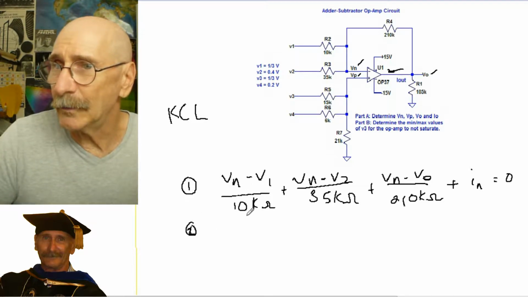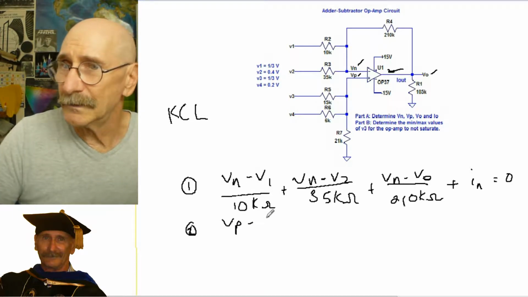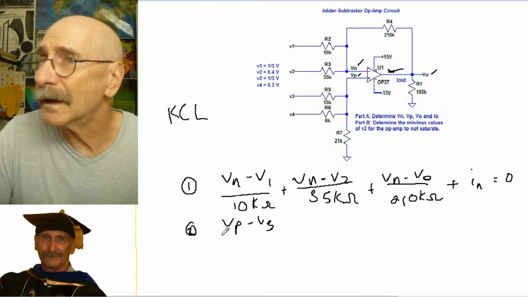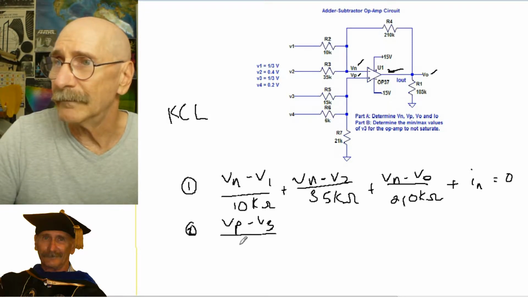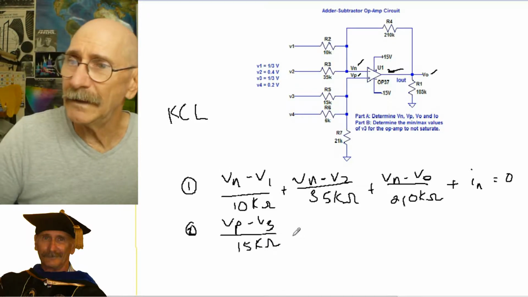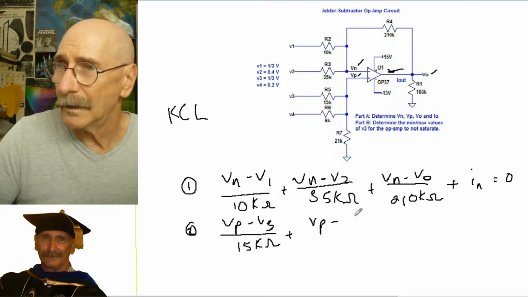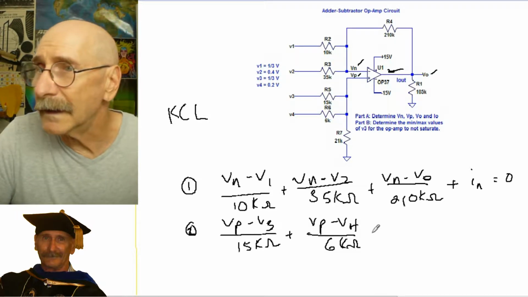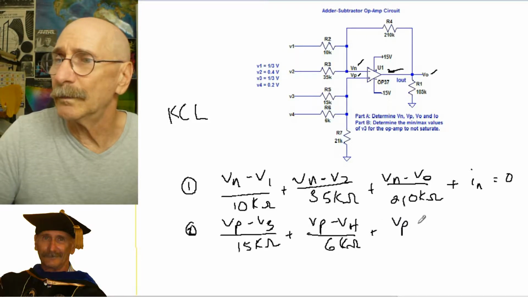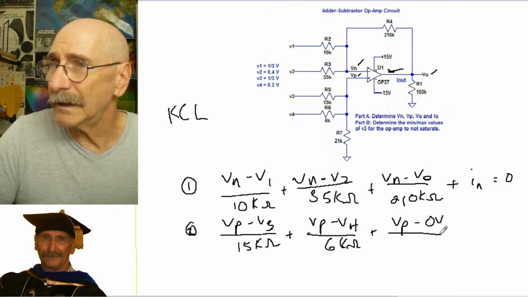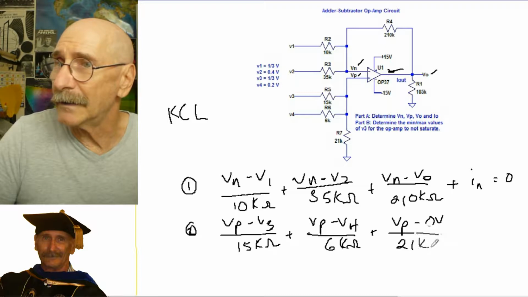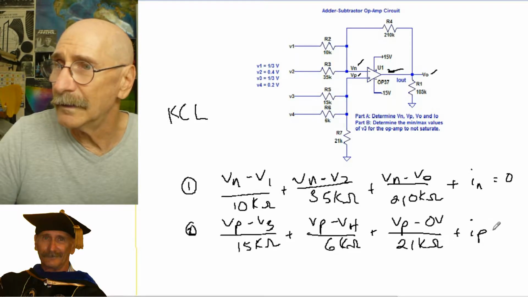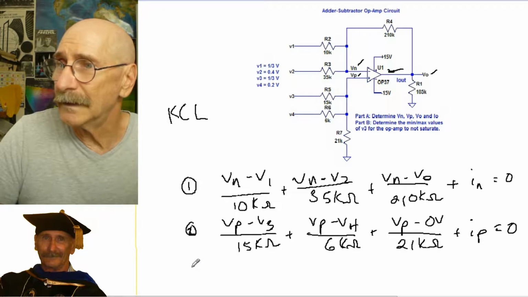And then we have a second equation, number 2. We're going to take this at VP, so we have V sub P minus V3 divided by 15K ohms plus V sub P minus V4 divided by 6K ohms plus V sub P minus 0 volts, which is ground over here, this is the last one, divided by 21K ohms plus I sub P equal to 0.